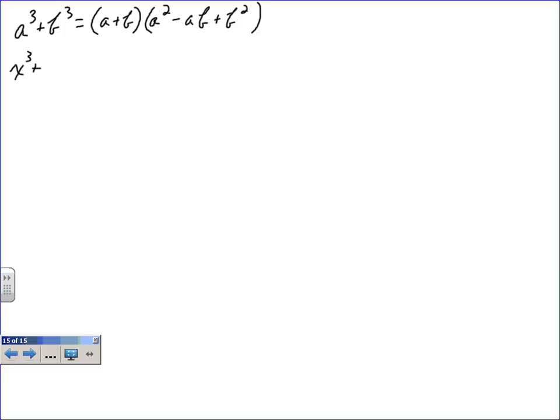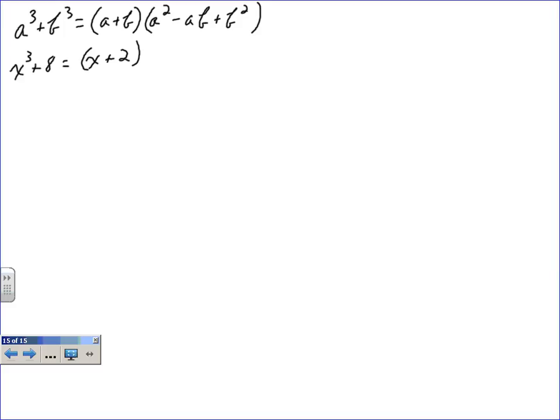X cubed plus 8. X cubed is a perfect cube. 8 is a perfect cube. Right? So let's just fill in the numbers here. The cube root of x cubed is x. The cube root of 8 is 2.